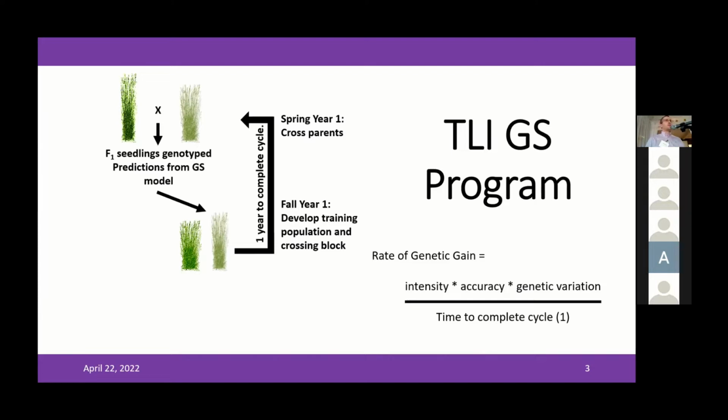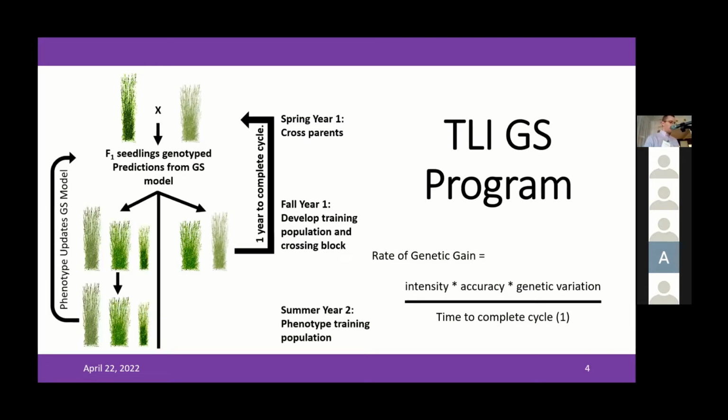If we think from the breeder's equation telling us how much genetic gain we can get, our time to complete that cycle is 1 year. So then our equation just gets to a function of how intense is our selection, how accurate is our selection, and the amount of genetic variation that's in that population.